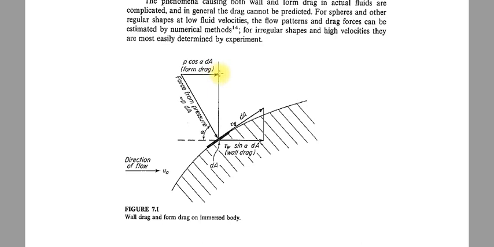So there are two different types of drags. First is the wall drag, which is due to the friction force, and second is the form drag, which is due to the pressure force. The summation of both types of drag, wall drag and form drag, is called the total drag. The direction of force is a vector quantity and the direction of wall drag and form drag are both the same, so you can simply add them. So that is the total drag.